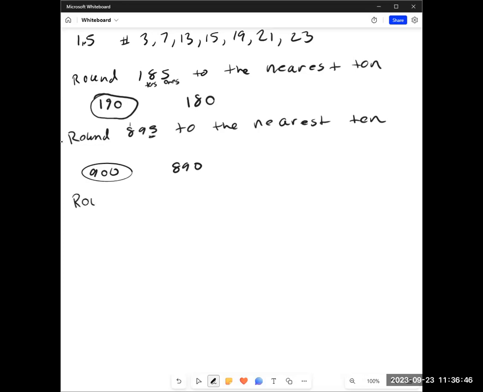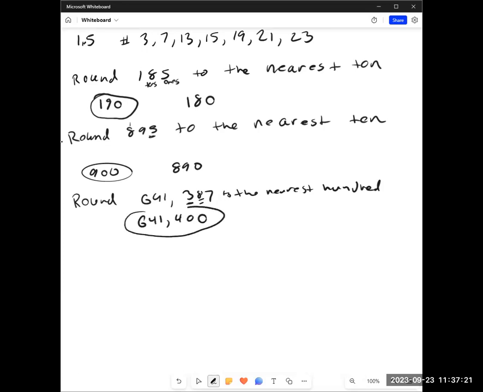Now we want to round 641,387 to the nearest 100. The 100 spot is here, and we're going to use that 8 here to round up, like so.